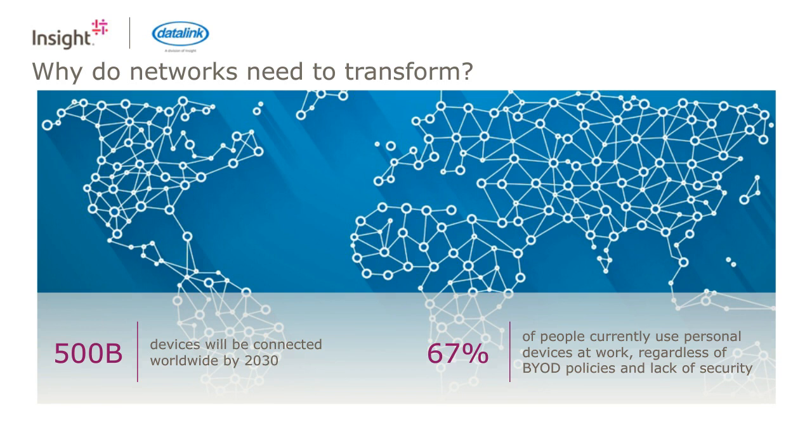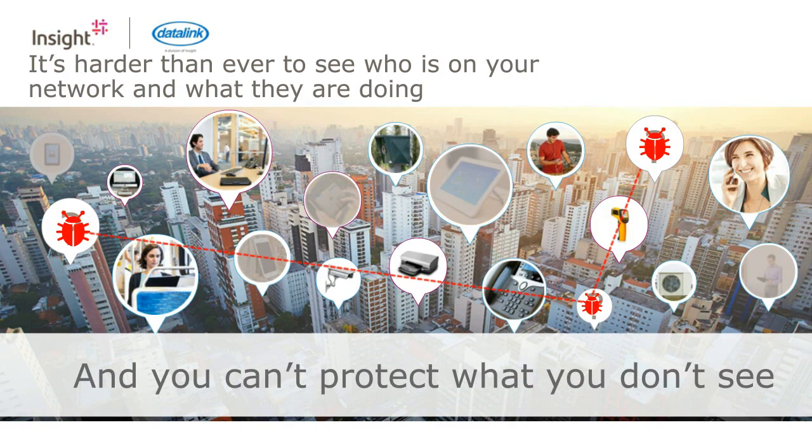So what does that mean for our network? Well, it means that it's harder than ever to see what and who is doing what on our network. And we can't protect what we can't see. As more and more employees bring their personal devices onto the corporate network, organizations start to lose sight of exactly who and what is on their network.